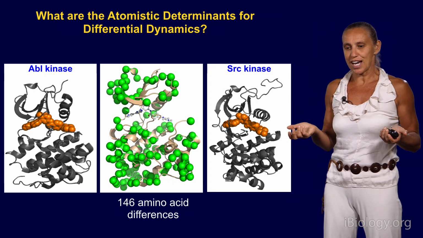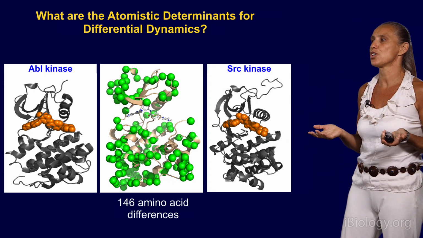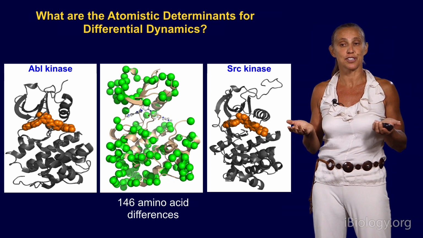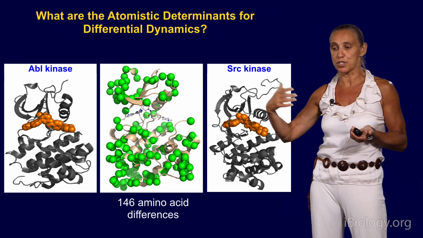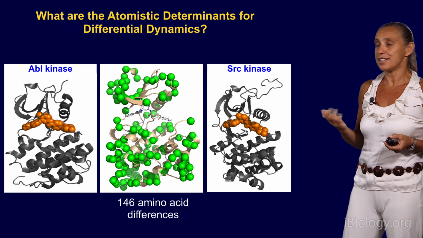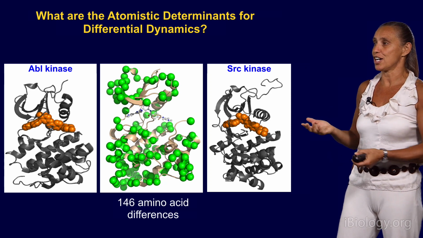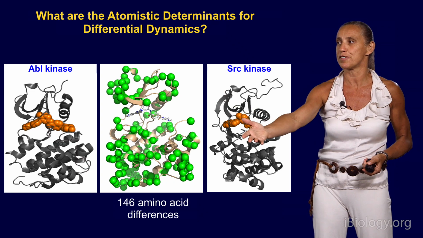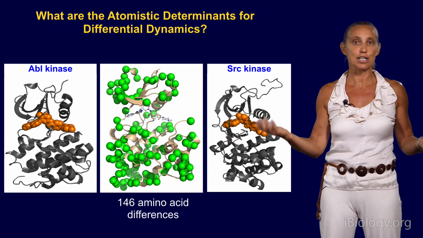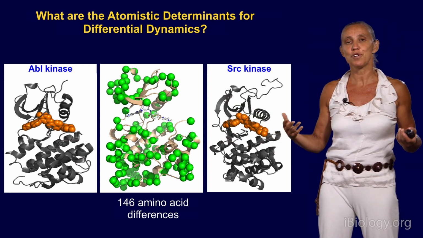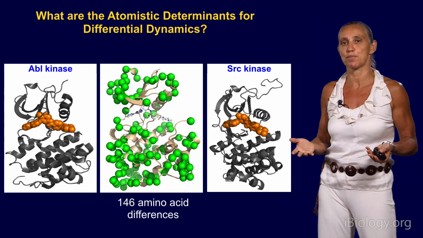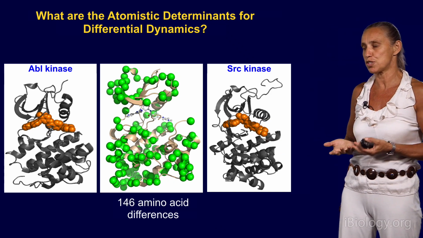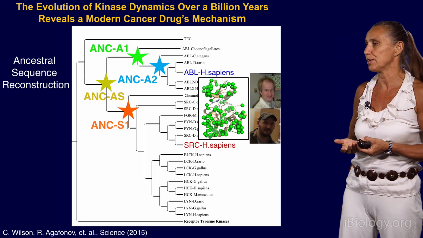Of course, now you want to ask the question, what are the atomistic determinants for this differential in dynamics in this drug-bound state between Src and Abl? The dilemma is that there are about 146 amino acids shown in these green dots, which are different between Abl and Src. So basically, more than half the protein is different. So which of those are actually responsible for the differential dynamics, which makes it so specific for Abl?